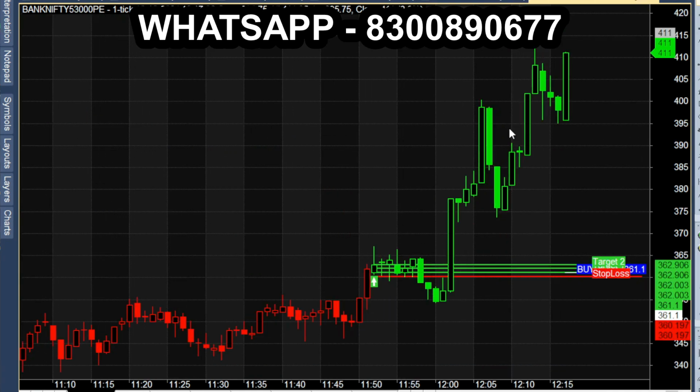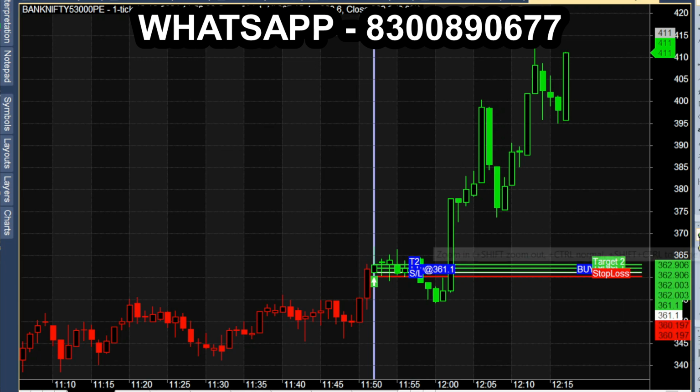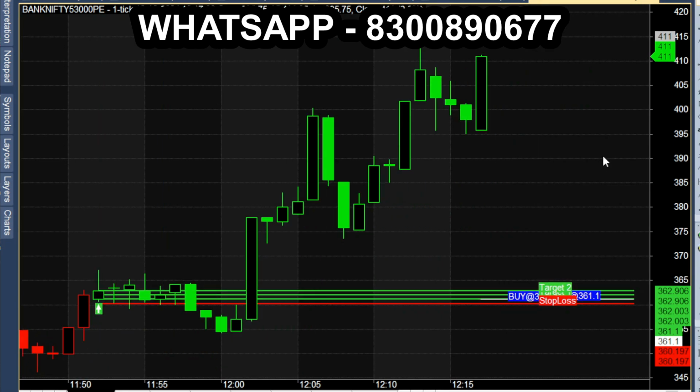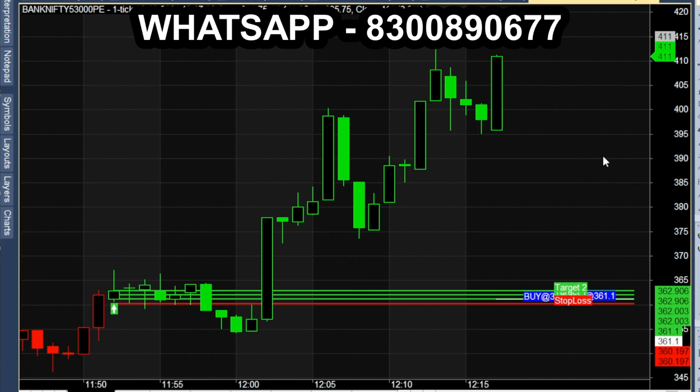Out of the money 53,000 put option we are watching. The buy call came at 362 and the market moved all the way to 420. Like this you can change the script, like in the money, at the money, out of the money option chart. Even Reliance and crude oil you can also watch in this chart.